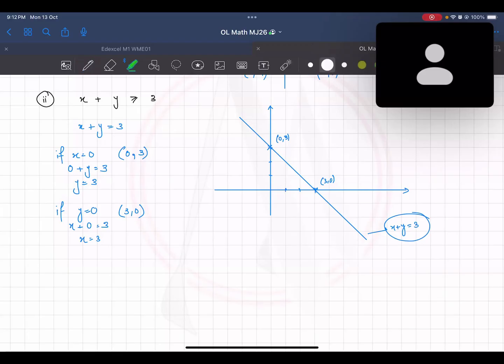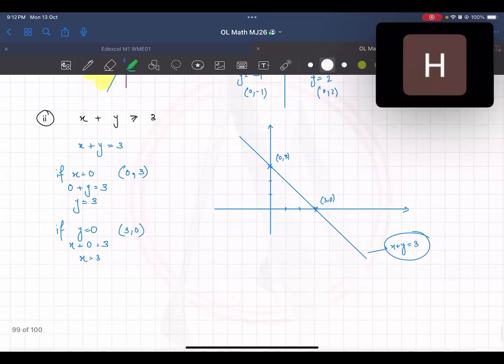And now, look at the shading of the inequality. Yes, we'll do the shading right now.